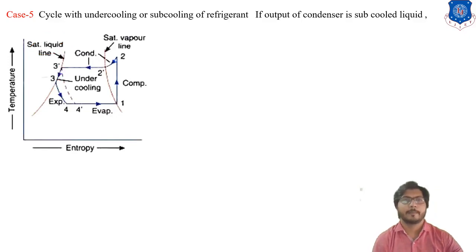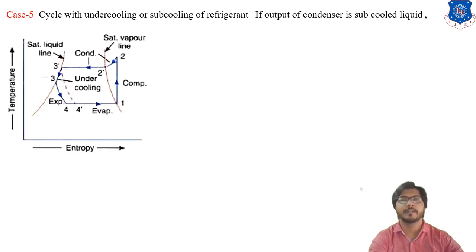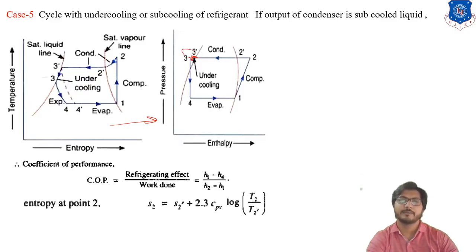So here, just remember, if subcooling is done, that means COP of the system increases. This is the PH chart for this one. Okay, this is the subcooling process, 3 dash to 3, and COP remains the same, but the calculation is different.